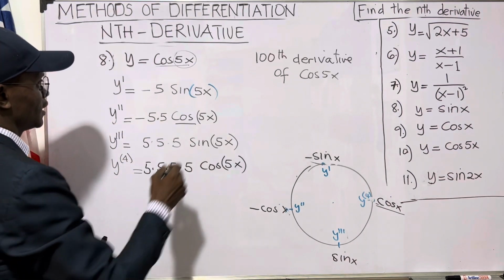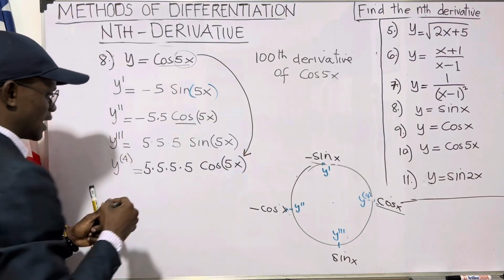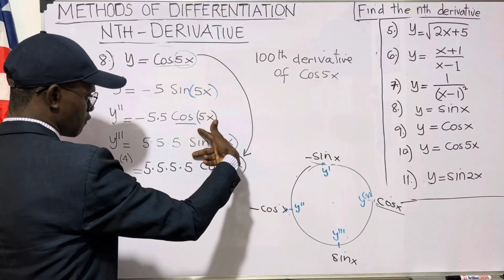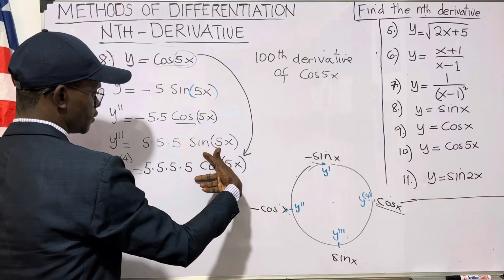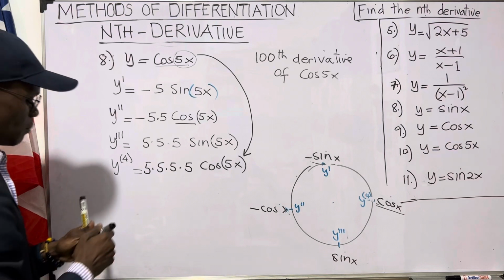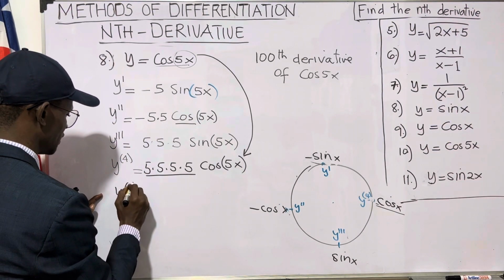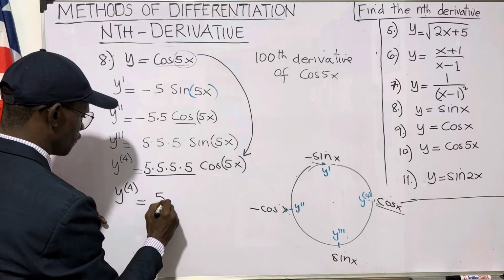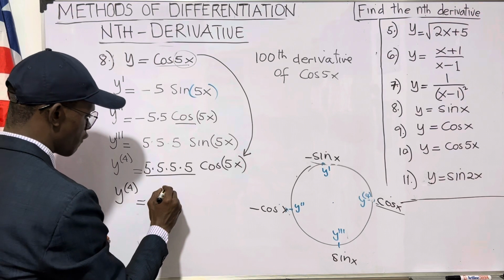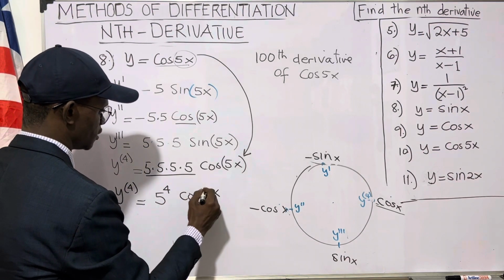So we understand that it's the first cycle. It starts with the first derivative, the second derivative, the third derivative, and the fourth derivative. So the fourth derivative now takes us back to the function. But what is attached to this fourth derivative? This fourth derivative has 5 times 5 times 5 times 5. That is 5 raised to the fourth power, cos of 5x.